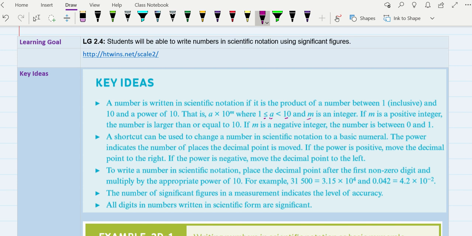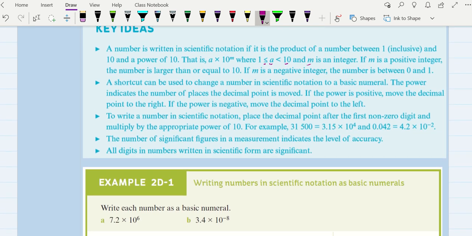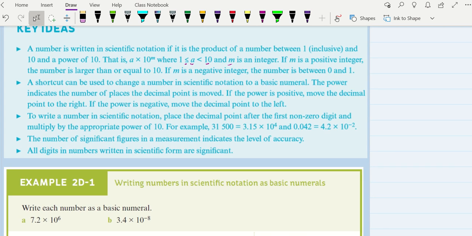So a shortcut can be used to change a number in scientific notation to a basic numeral. The power indicates the number of places a decimal point is moved. So if the power is positive, move the decimal point to the right. If the power is negative, move the decimal point to the left. That's a nice, easy shortcut there.